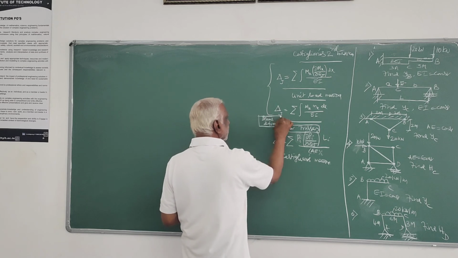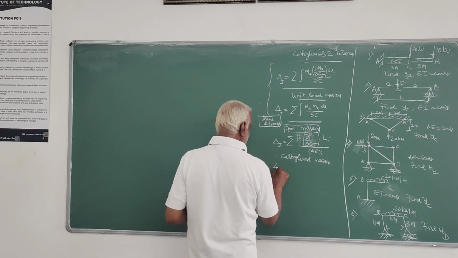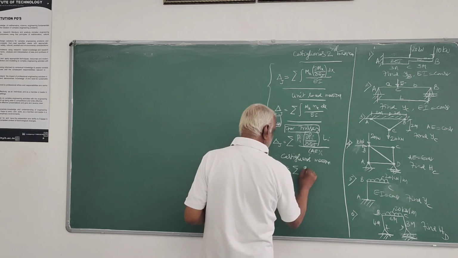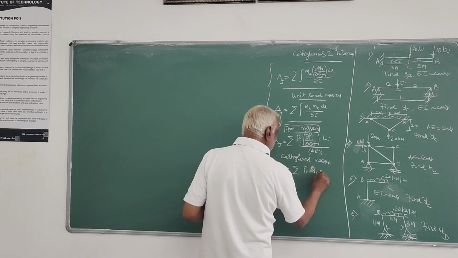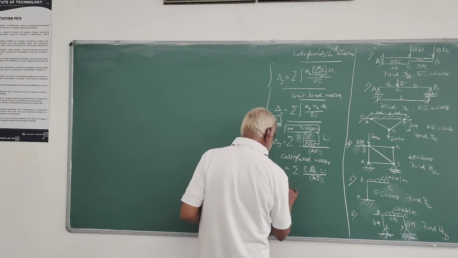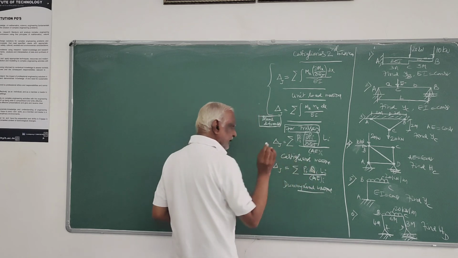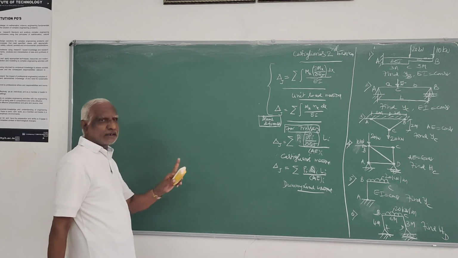This is for beams and frames. For trusses, you can use this formula: delta J is equal to sigma of pi qi Li divided by E. So this is by the dummy load method, where this qi is the force in all the truss members due to application of unit load.